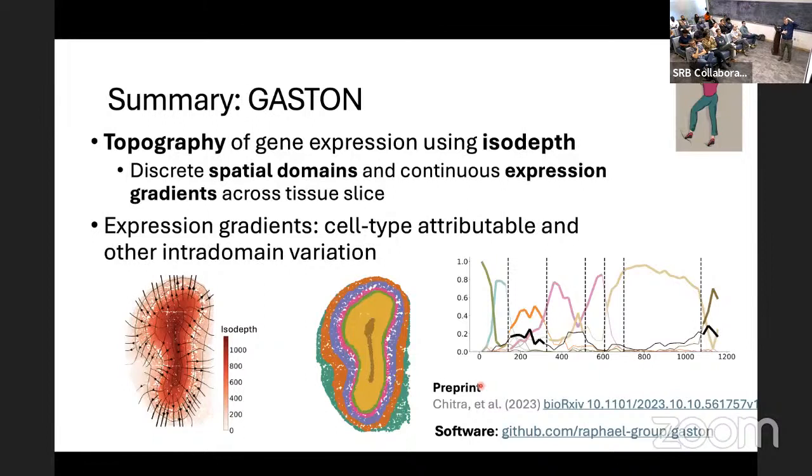Okay, so the idea again, we learn this topographic map of the tissue slice. This is another example of an olfactory bulb. We learn this elevation plot. We can then look at gene expression and cell type composition as a function of this learned coordinate. So we think we're learning some of the latent geometry of the tissue slice.